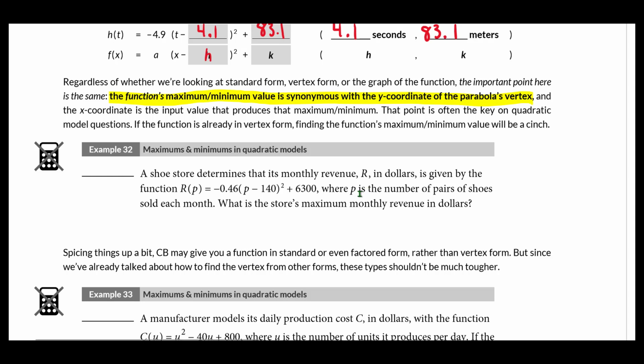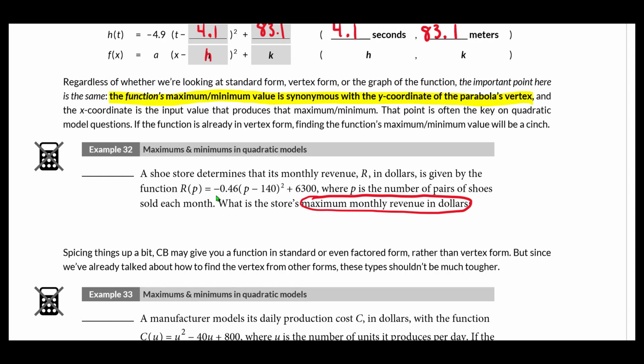In example 32, obviously pause the video if you want to try this on your own. If we're given a quadratic function in vertex form, finding the maximum or minimum value of the function should be very simple because, as we spoke about before, the k value is the maximum or minimum value of the function. So in example 32, a shoe store determines that its monthly revenue R in dollars is given by the function R of P, where P is the number of pairs of shoes sold each month. What is the store's maximum monthly revenue?